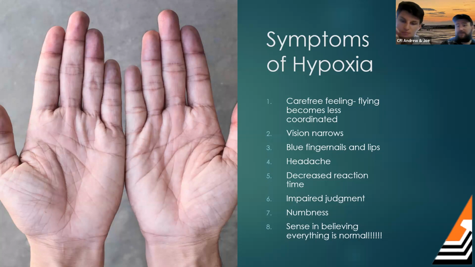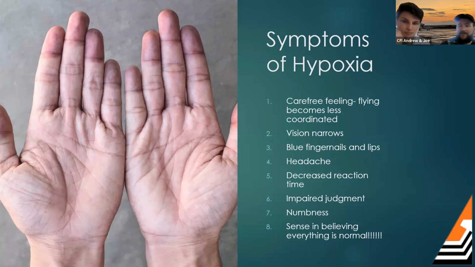Right. They also say your vision might narrow. You might experience cyanosis, which is the blue fingernails and/or lips. We have a little picture on the left-hand side of those hands with a little bit of cyanosis. And you can even see how tough that is to spot if you're not really paying attention. And even at nighttime too, right? You may not notice that, because if you have red lights around the aircraft, that's going to take the color out of your hands, right? So you're not going to be able to see it.